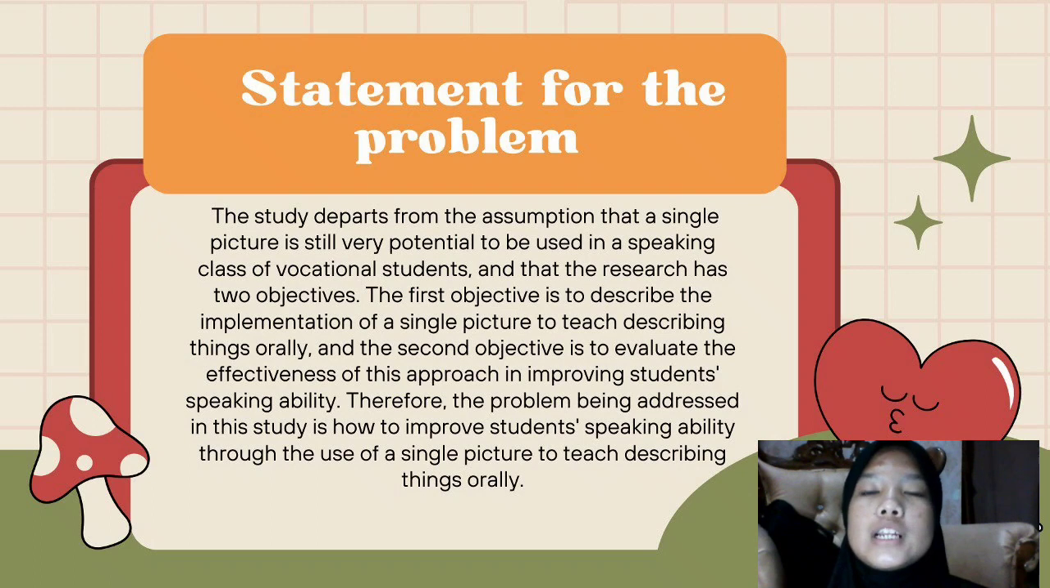Okay, the first I will describe the statement of the problem. The study departs from the assumption that a single picture is still very potential to be used in a speaking class of vocational students and that the research has two objectives. The first objective is to describe the implementation of a single picture to teach describing things orally. And the second objective is to evaluate the effectiveness of this approach in improving student speaking ability. Therefore, the problem being addressed in this study is how to improve the student speaking ability through the use of a single picture to teach describing things orally.